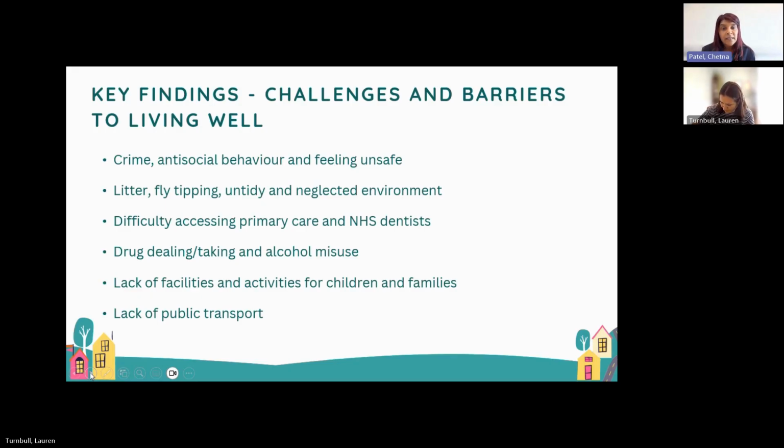And then key findings, again, I won't focus on these because they're quite similar, but we did have a lot of people saying that they wanted more activities for children and families, and lack of public transport was mainly an issue in Richmond Hill. In terms of older people, and Cross Green, that came through a lot, where people felt they were isolated because there wasn't the public transport to be able to get around. And then the final slide, I think I'm on.